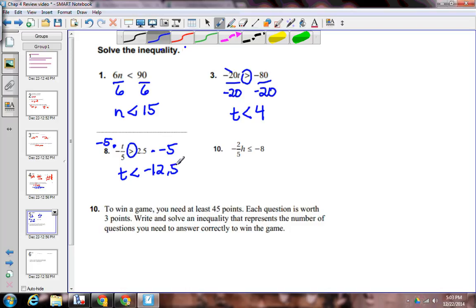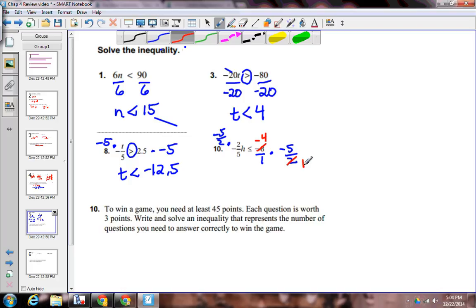And for number 10, h is being multiplied by negative 2/5, so we have to divide by negative 2/5. That's the same as multiplying by the reciprocal, negative 5/2. So let's do that to the right. So we have negative 8 over 1 times negative 5/2. Let's cross simplify. Divide out by 2, and we have negative 4 in the numerator and 1 in the denominator.